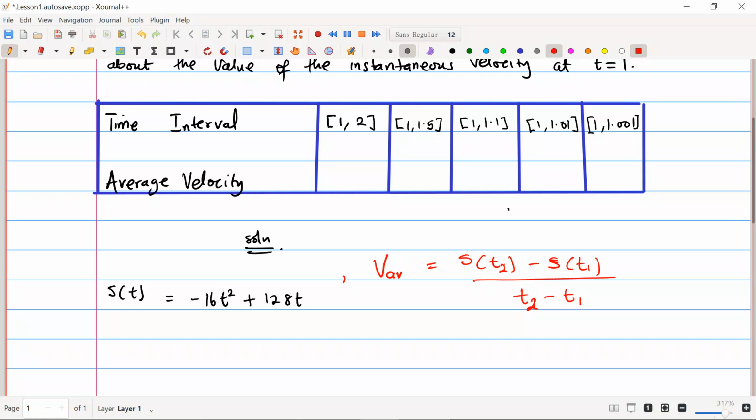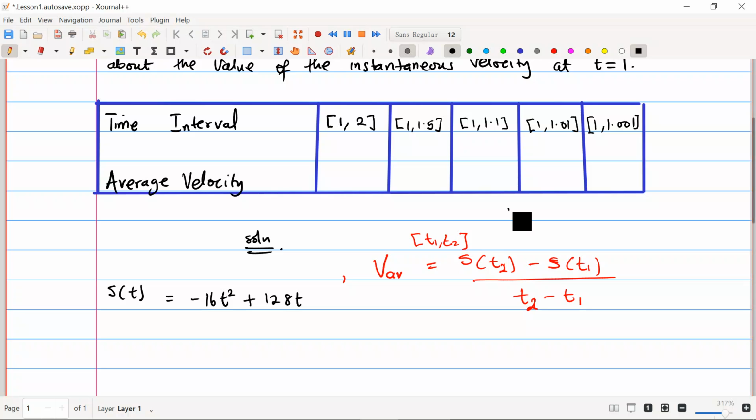It means that for each interval I pick, t1 to t2, I just have to calculate these things, and I'll use the various average velocities I get to make a conjecture about the instantaneous velocity. The instantaneous velocity is the velocity you want to know at time t equals 1. This position function is a continuous function, so you just want to know, as I approach 1 little by little, what happens to the velocity. That is the whole concept about limits, and so we use this application to talk about it.